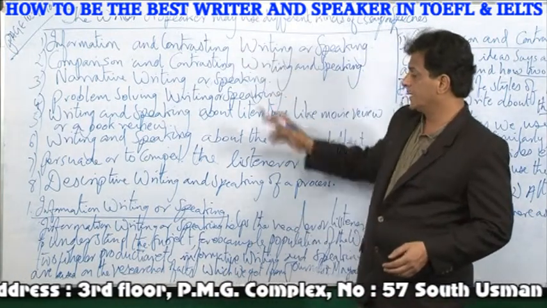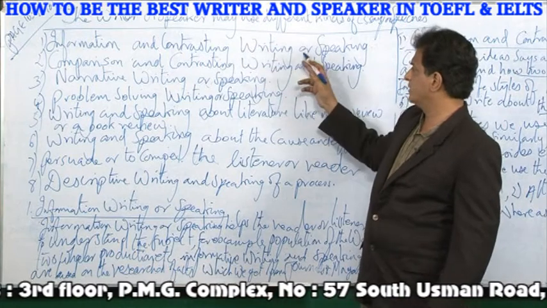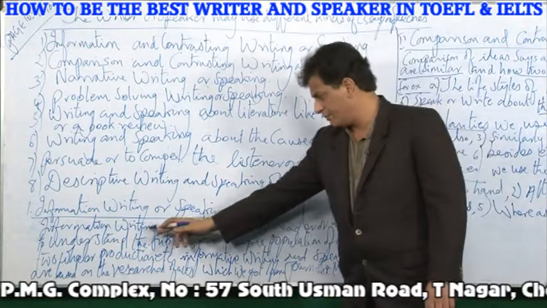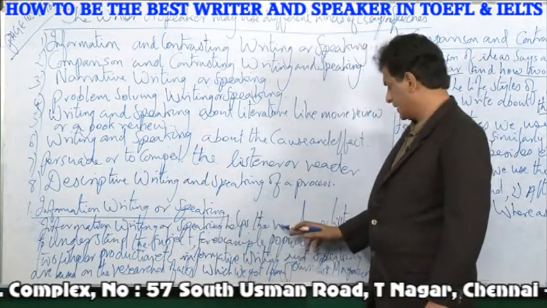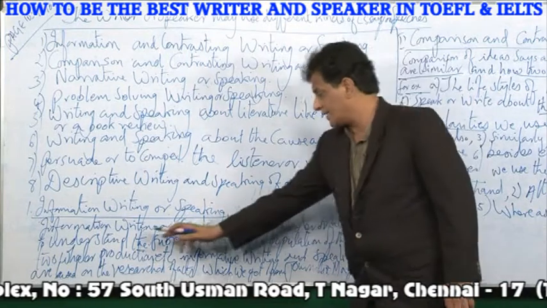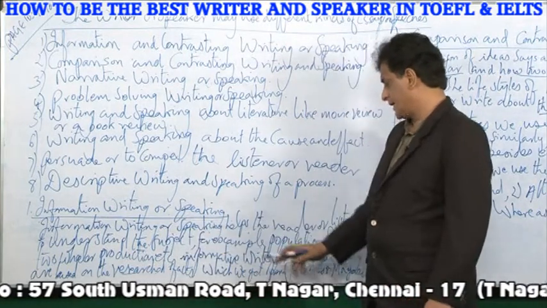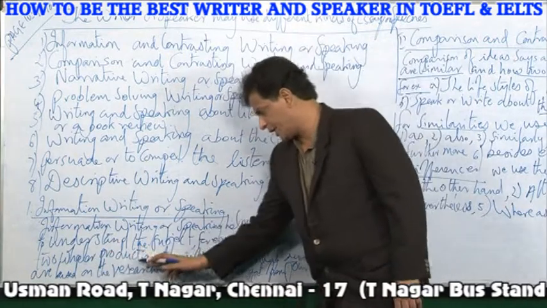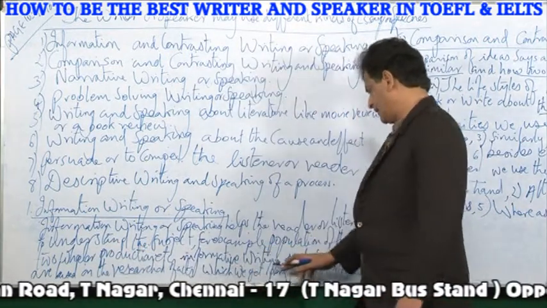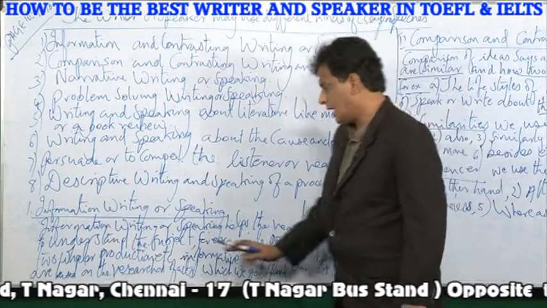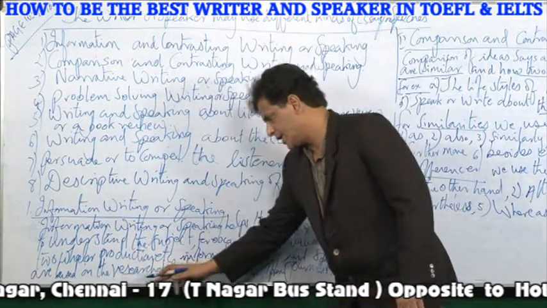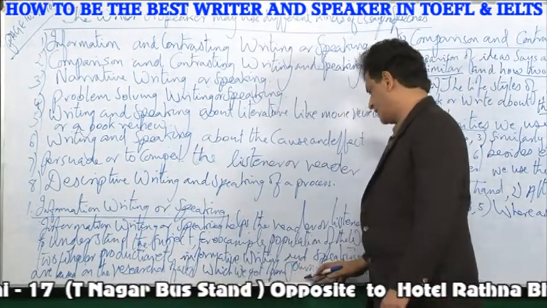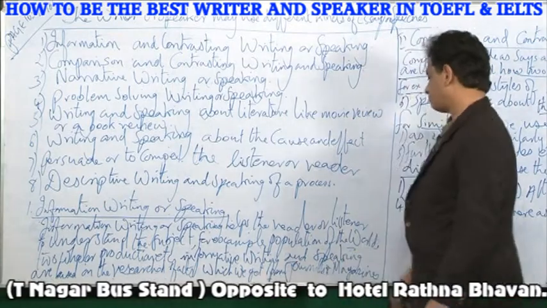See, number first, informative writing or speaking. Here you see, information writing or speaking helps the reader or the listener to understand the subject. For example, population of the world, two-wheeler production, etc. Informative writing and speaking are based on researched facts which we get from the journals.